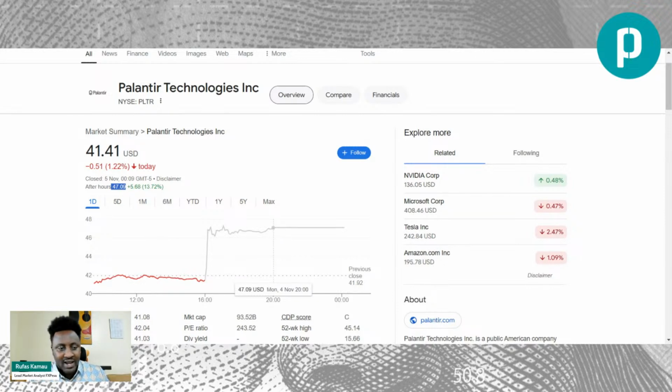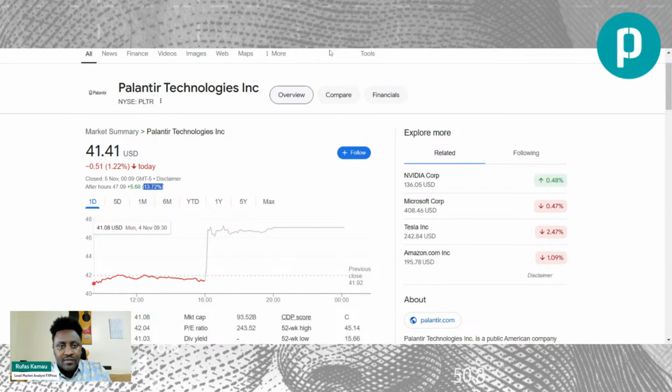So if you're a stock market trader, this might be one stock that might be volatile today after open, following the better than expected earnings and the double-digit increase in the pre-market trading after the announcement of earnings.